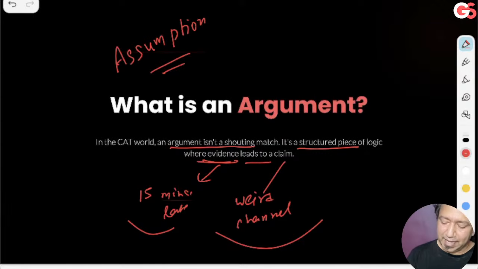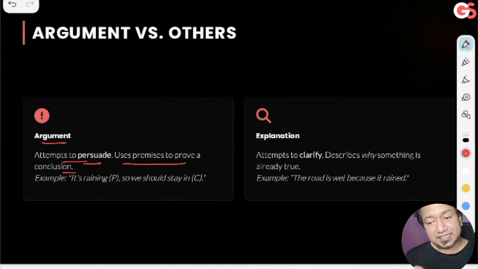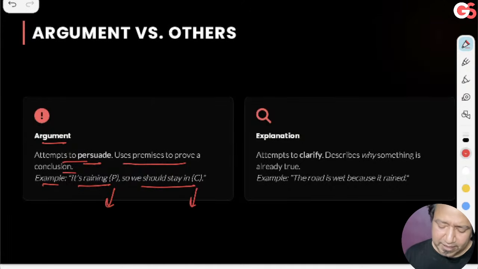Okay. Now, let's understand. So, argument is basically done to persuade, okay? It attempts to persuade, and it uses premises to prove a conclusion. So we will be discussing premises, arguments, conclusion. We'll discuss all of it. For example, it's raining, so we should stay in. So P is here the premise, and C here is the conclusion. It's raining, so we should stay in.